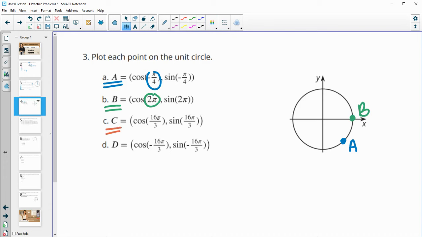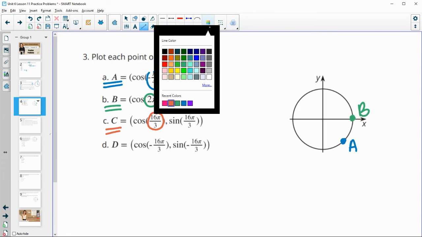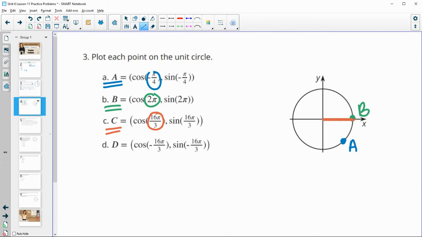C is at 16 pi over 3. Okay, so 16 pi over 3. And I'm going to take a line segment here to count this. So pi over 3, remember, that means each pi is split into 3. So this would be 3 pi over 3, 6 pi over 3, 9 pi over 3, 12 pi over 3, 15 pi over 3, 16 pi over 3. Okay, so that's going to be right there for C.